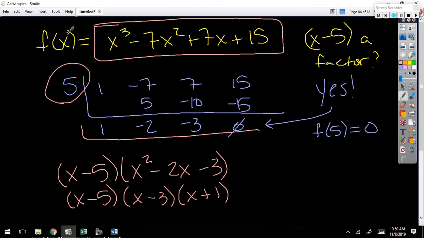Yes, because the leading coefficient's 1. And if it wasn't a factor, you would do a factor down. Correct.